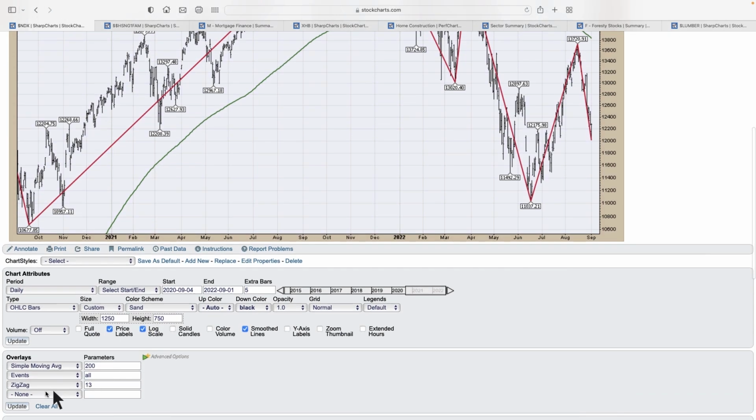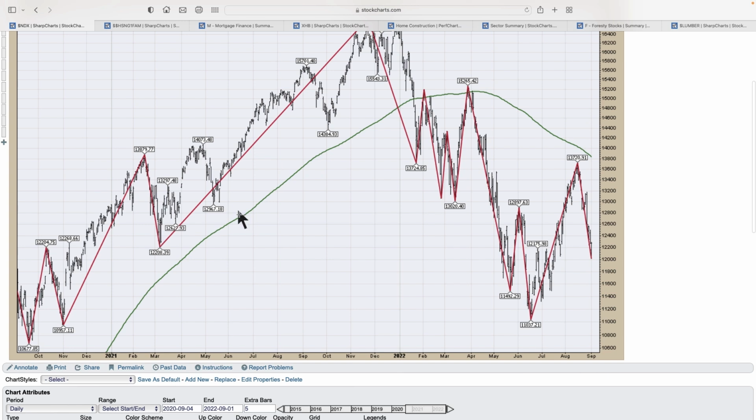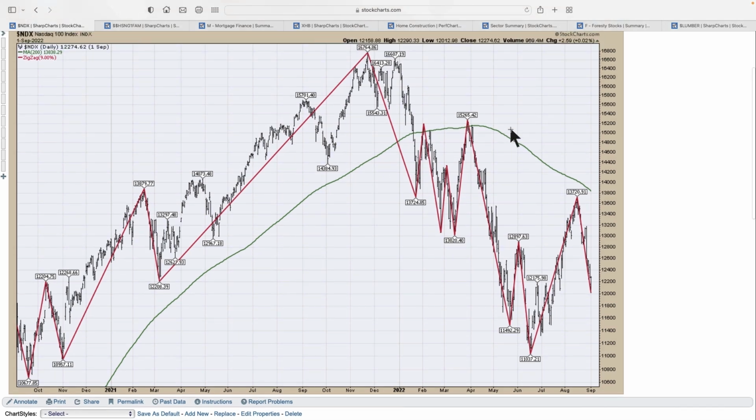And if I change the setting on this, so this is zigzag, and I just change it to, let's say, 9%. Well, then what you'll see is that we had a lot more, and conversely, we've also had a lot more chop in this year.